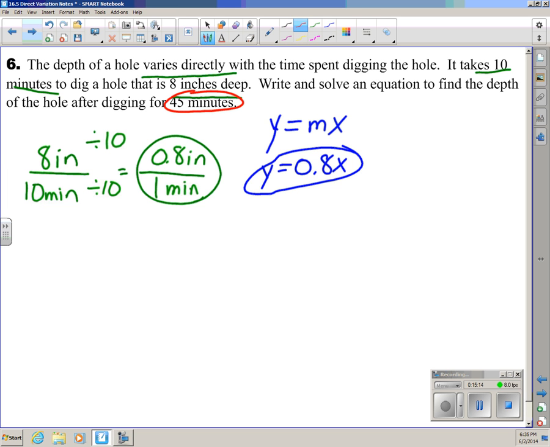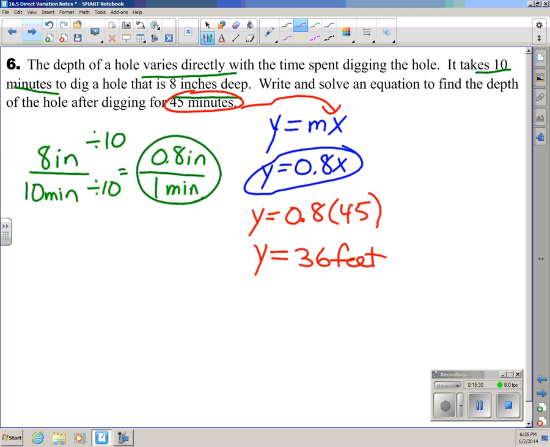Now you can use it to answer the question, find the depth of the hole after digging for 45 minutes. 45 minutes should go in your equation for x. Y equals 0.8 times 45. You multiply, the depth of the hole is 36 feet. Oh, not feet, I'm sorry, 36 inches. The depth of the hole is 36 inches after 45 minutes.